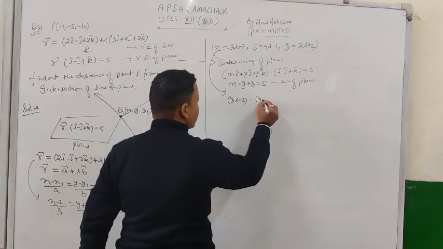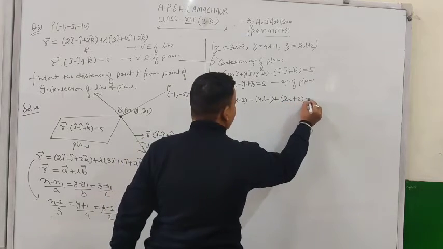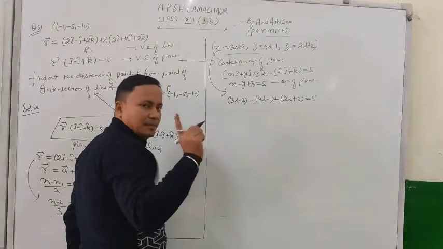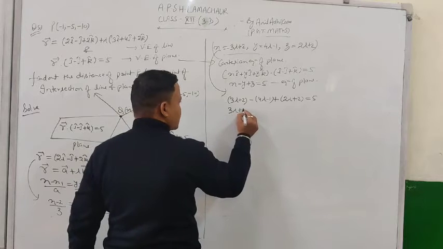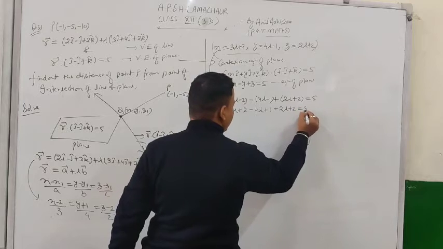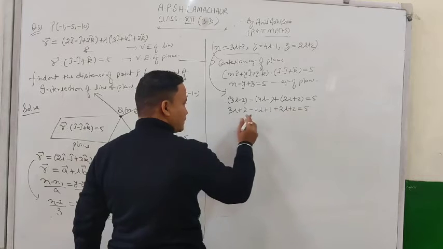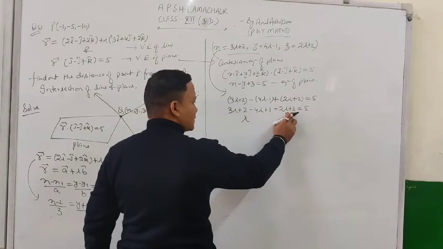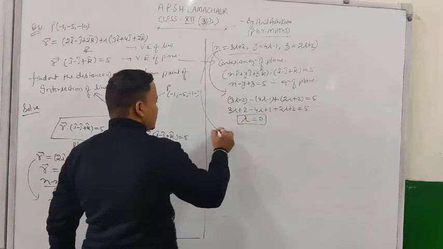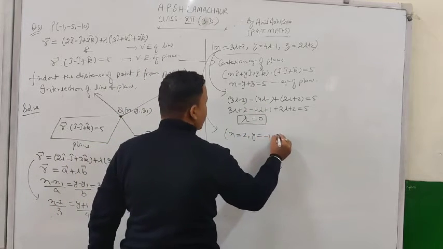coordinate of y is 4 lambda minus 1, plus coordinate of z is 2 lambda plus 2, equal to 5. This point will satisfy the equation of the plane, because this is the point of intersection of the line and plane both. So 3 lambda plus 2 minus 4 lambda plus 1 plus 2 lambda plus 2 is equal to 5. Now you can see 3 lambda minus 4 lambda plus 2 lambda is lambda, 2 plus 1 is 3, 3 plus 2 is 5, 5 minus 5 is 0. So the value of lambda is 0. So the required point will be x equals 2, y equals minus 1 and z equals 2.